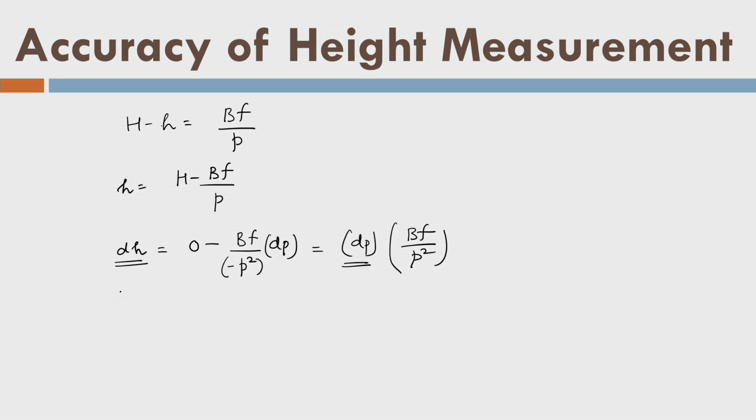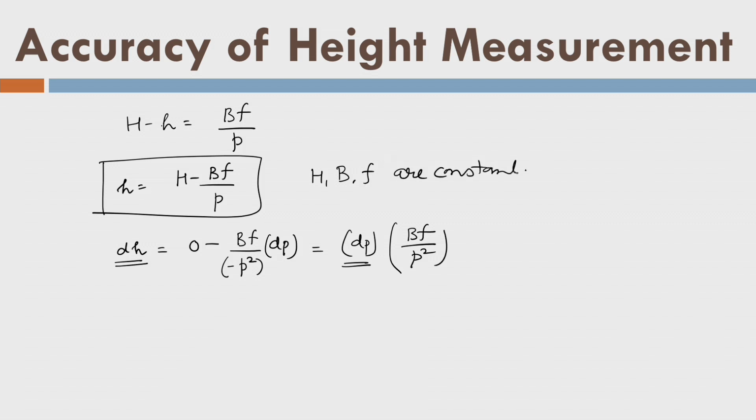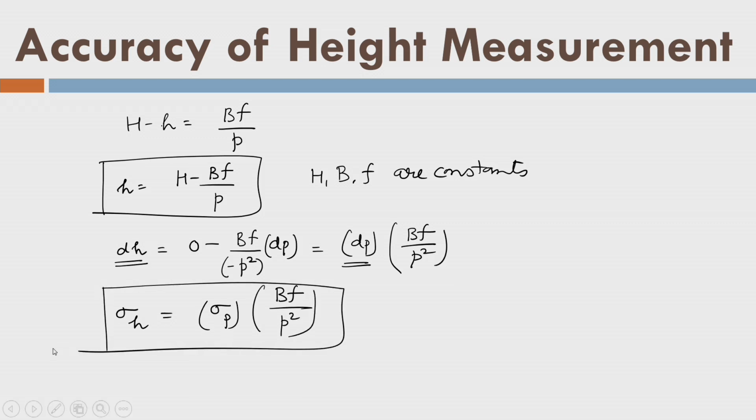Similarly, if you remember the law of error propagation, you use it on this formula. Assume B and f are constants, then you can prove that sigma h is nothing but equal to sigma P times Bf upon P square. Try it yourself, I leave it to you.